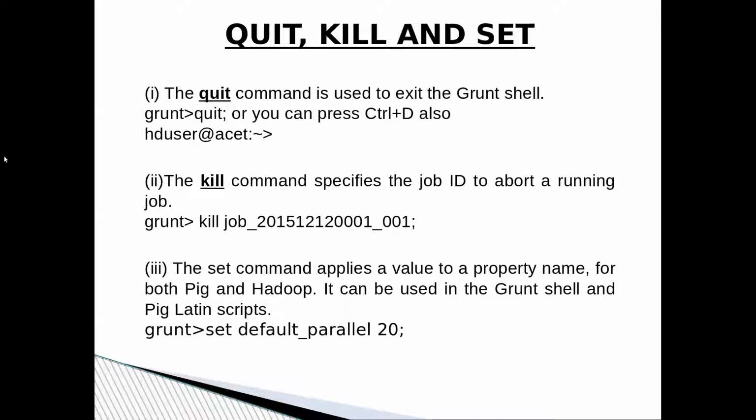Next is quit, kill, and set. I'm taking up these commands because they are not of much significance for your working here, though in a cluster environment in an organization, they would be important. Quit is to quit the grunt shell, and you can also use Control+D. Kill is to kill some running process, and abort or kill is the same. You need to write kill and some job ID. We may try, but it's not of use for us.